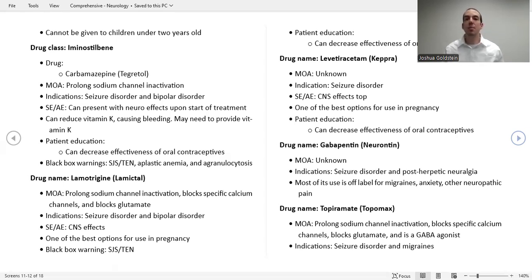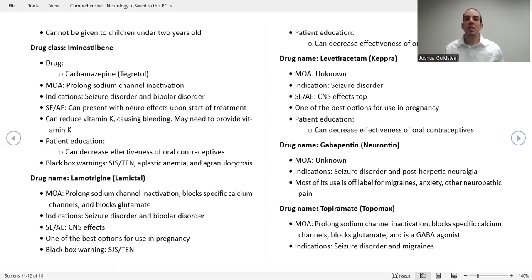Next, we have levetiracetam, which is Keppra. We don't know exactly how this helps with seizures. We know a little bit about what it does, but I wouldn't expect you to get tested on that, certainly not at the RN level, since generally we just say it's unknown. The indication for this medication is seizure disorder. It does have some off-label uses I'm not going to get into. Again, the same adverse effects, that it could have CNS effects when it is started. This is, like I said, one of the best options for use in pregnancy. And again, this can also decrease the effectiveness of your oral contraceptives.